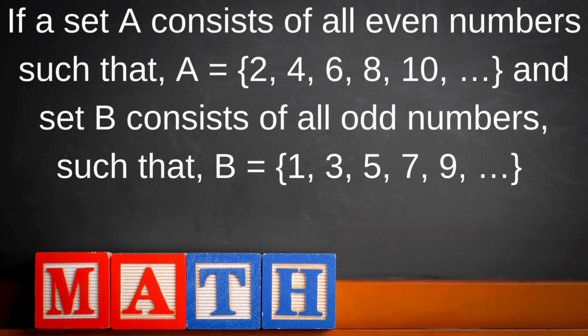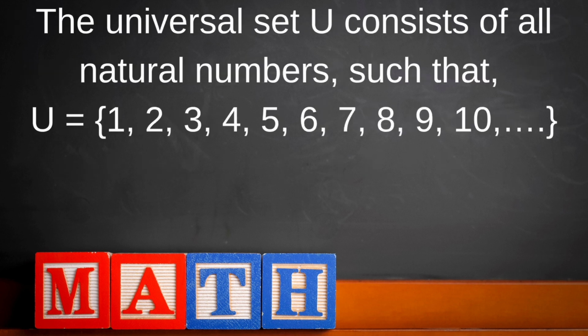If set A is a set of all positive even numbers and set B a set of all positive odd numbers, then we can see that the universal set governing sets A and B will be the set of all natural numbers starting from 1 to infinity.